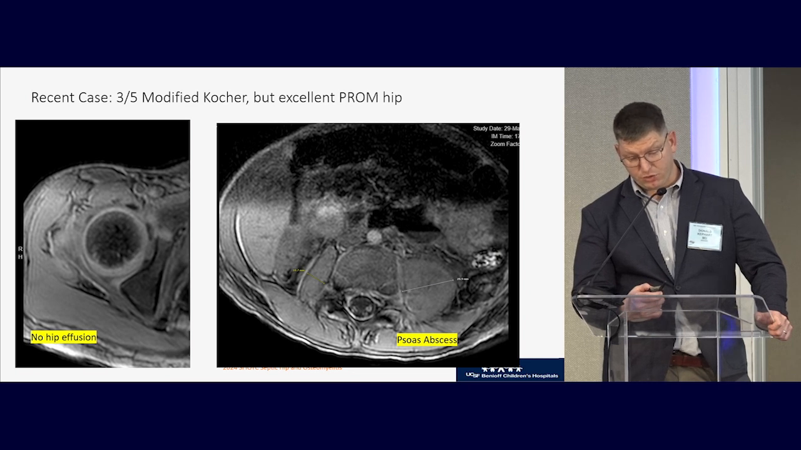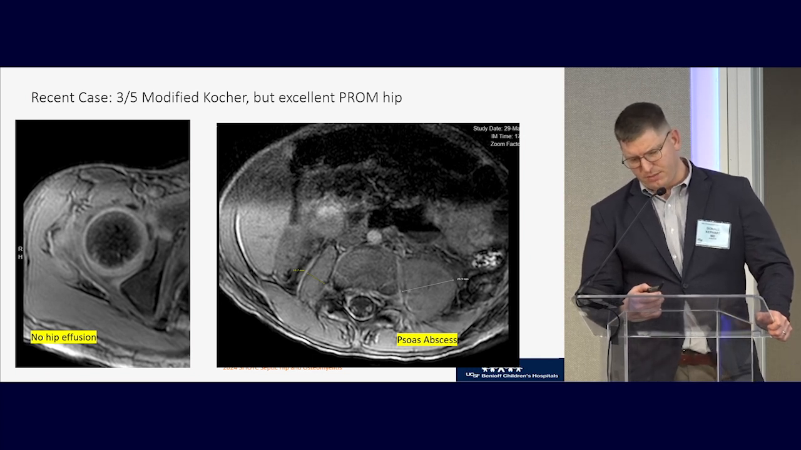MRI can also be helpful to show you when it's something besides a septic hip. It's a recent case. The patient had a 3 out of 5 modified Kocher, but they had an excellent passive range of motion in their hip. On the left, you can see there's no hip effusion. On the right, you can see a large psoas abscess. So if the physical exam doesn't make sense with the labs, an MRI can be very helpful to tie it together.